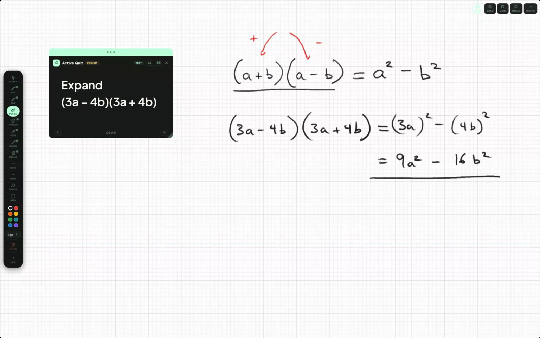And this is a really easy type of question that will get you some easy marks and be super useful later on in algebra. So please make sure to master this one.